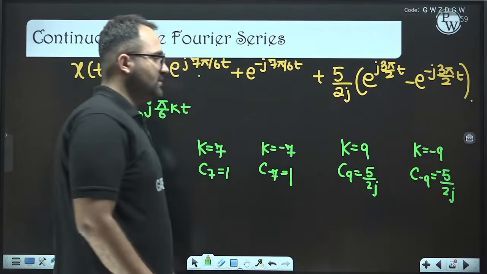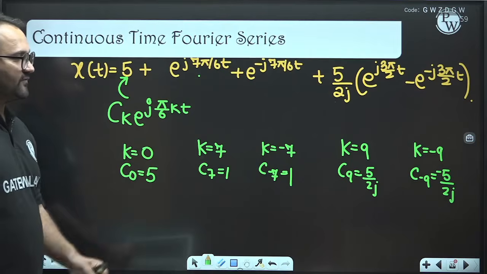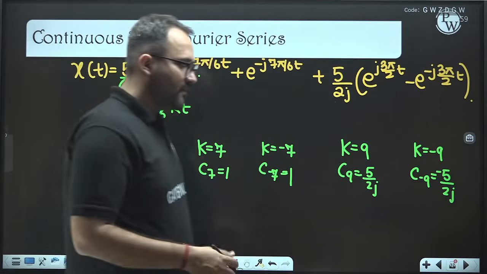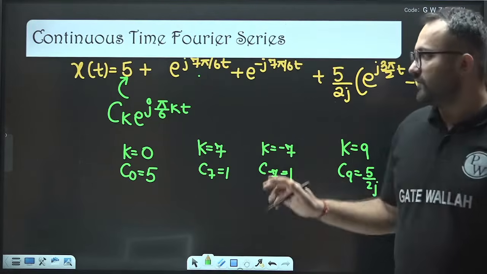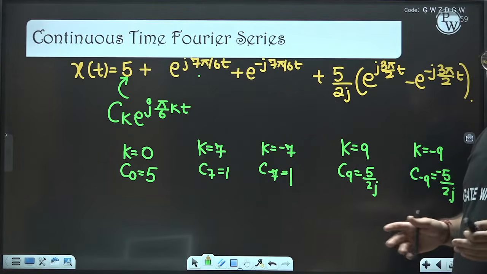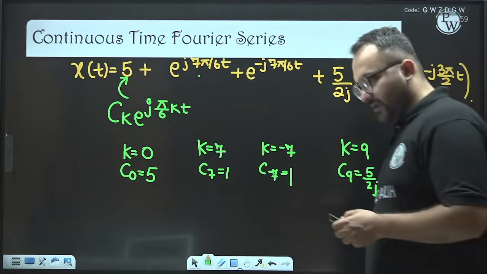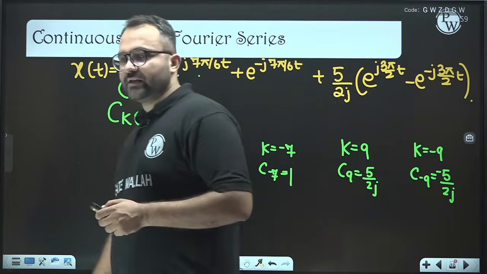So these are the coefficients which will be present in this signal. Only these coefficients will be present. So Ck will have non-zero value for these 5 values of k only. For other values of k, Ck will be 0. Great. So these are the things that we can see.